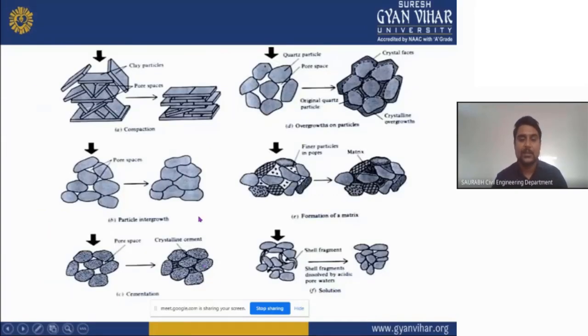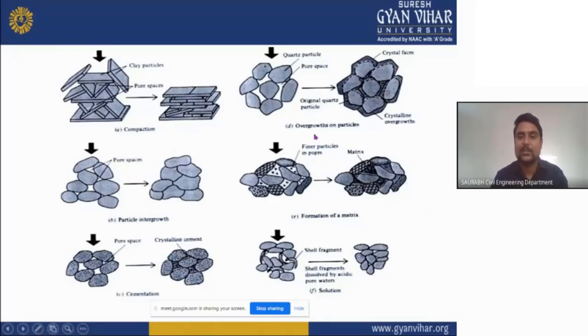Now this is the figure. As you can see here, these are the clay particles and there is pore space. If you do the comparison, what will happen? You can see on image A, if you compress it, the pore space will be finished and your soil will be compacted, meaning the density of your soil will increase.